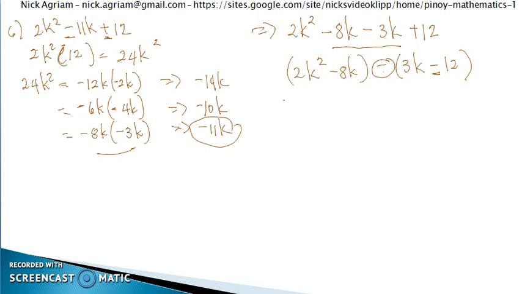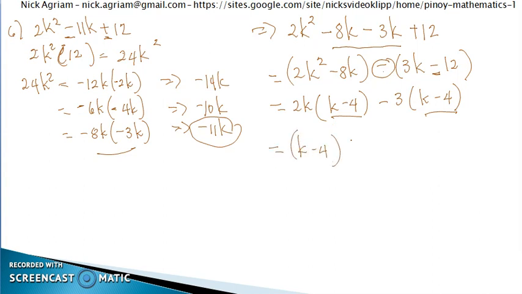Now I will take out the common factor. Then I have 2k. The left is k minus 4 minus 3. We have k minus 4, there is a common factor again. That is k minus 4, and then what is left is 2k minus 3. Another example.